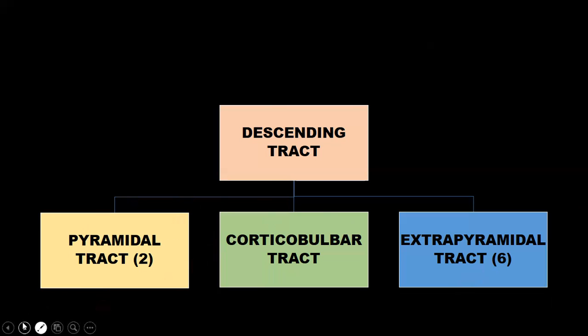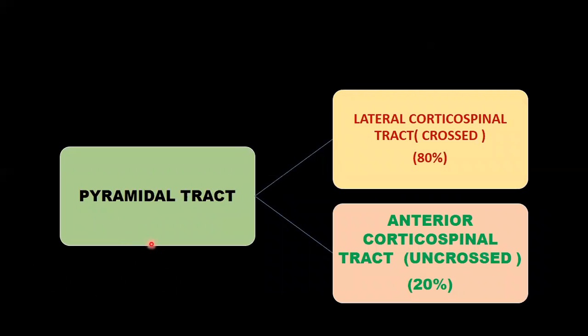Let's proceed further. The pyramidal tract is divided into two parts: the lateral corticospinal tract and the anterior corticospinal tract. The lateral corticospinal tract crosses 80%, that is the majority, and the anterior corticospinal tract is uncrossed, 20%, that is the minority. So an MCQ can come: the lateral corticospinal tract is also called the crossed tract. Then another name for the anterior corticospinal tract is the uncrossed tract. Another MCQ. Guys, just note these things.